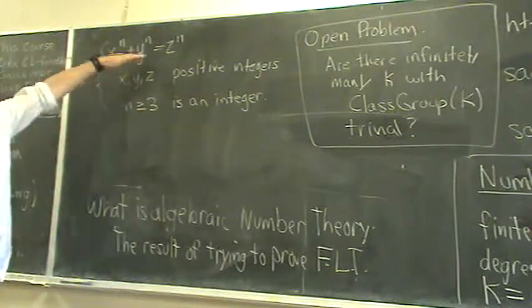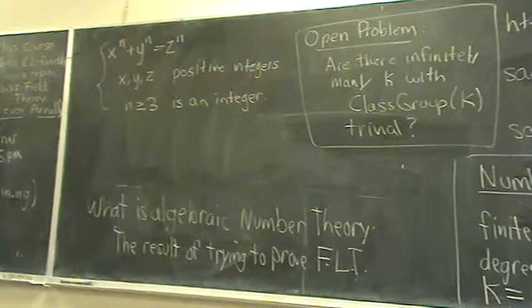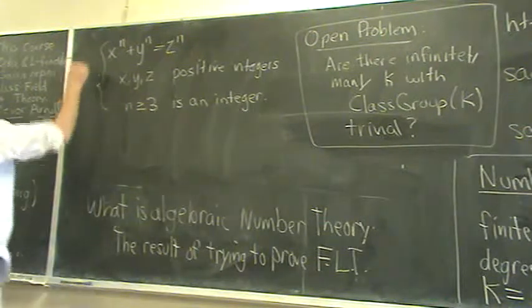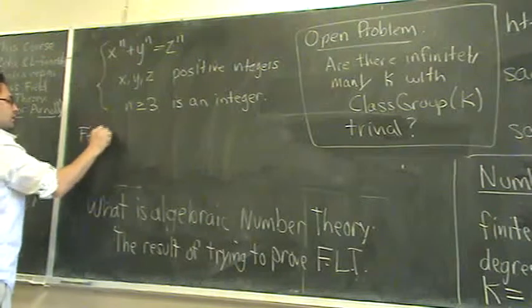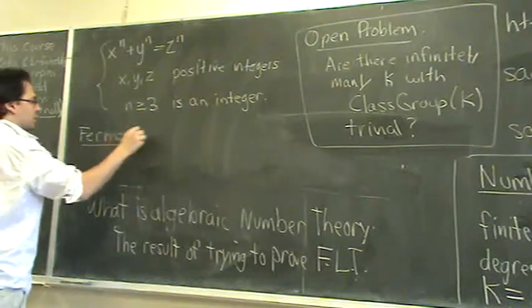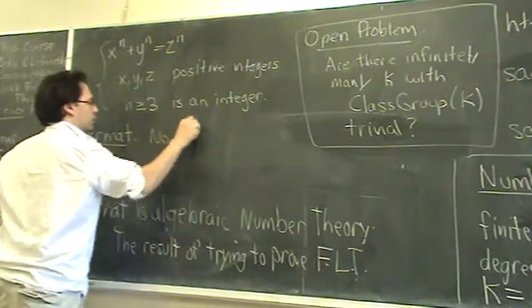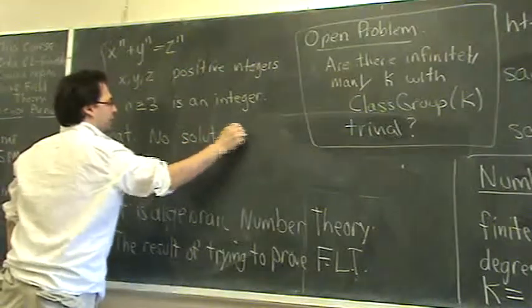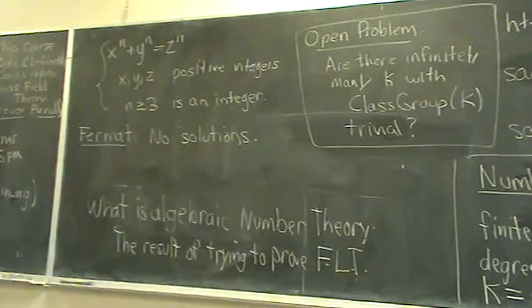So when n equals 2, there are infinitely many solutions to this equation. When n equals 3, there are none. And Fermat claimed this in the 1600s. And he said he had a really cool proof of it, but he couldn't fit it in his margin.